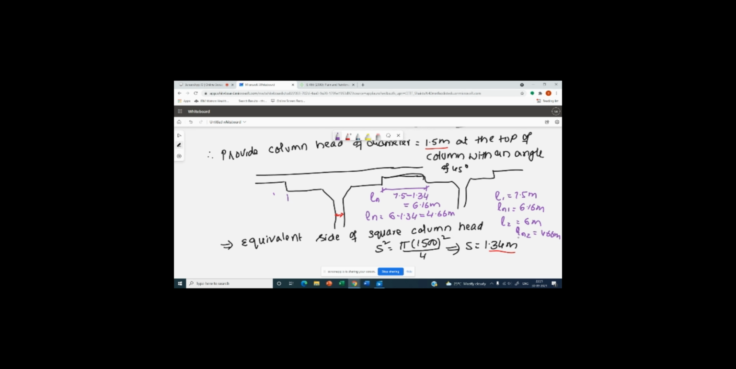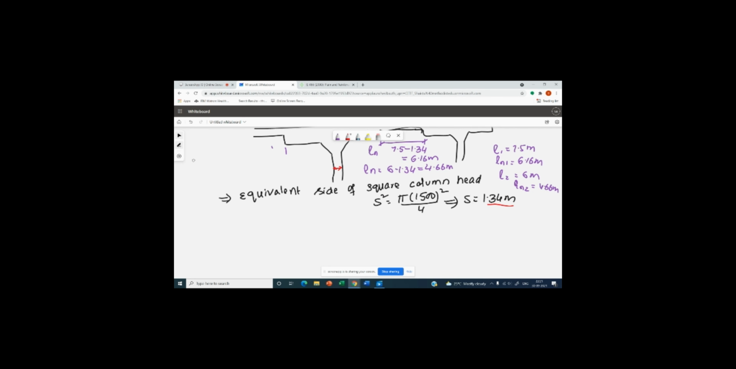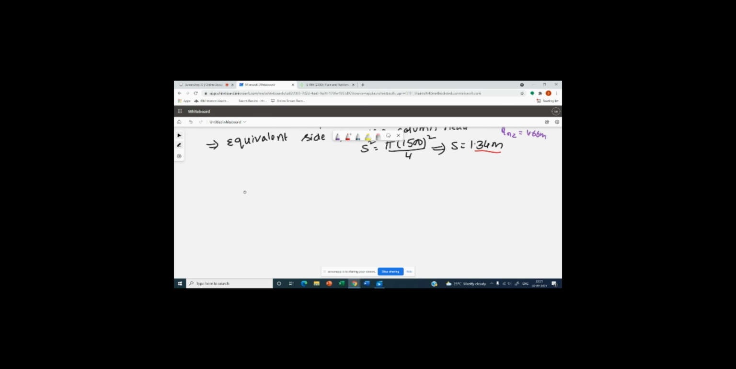We have provided the column heads. So let us write that statement-wise. I have just shown you near the drawing, now let us do the same thing here. Clear span ln1 is equal to what I did just now, 6.16 meters.